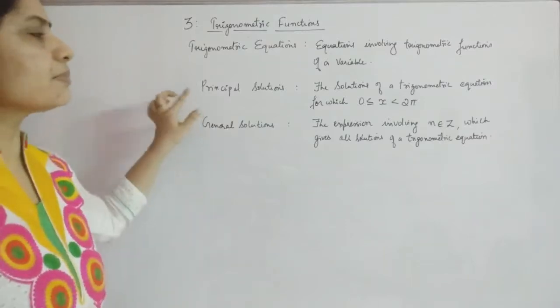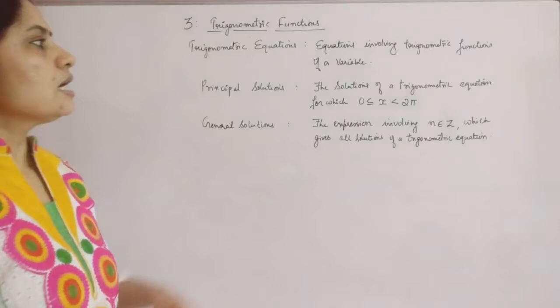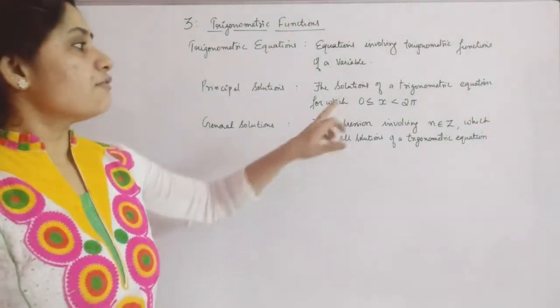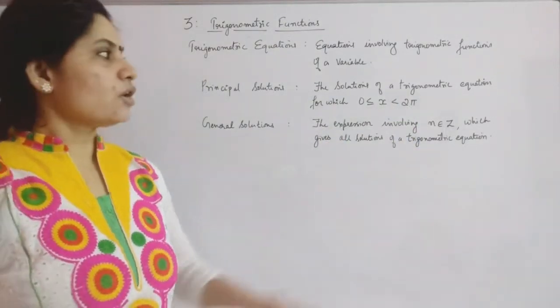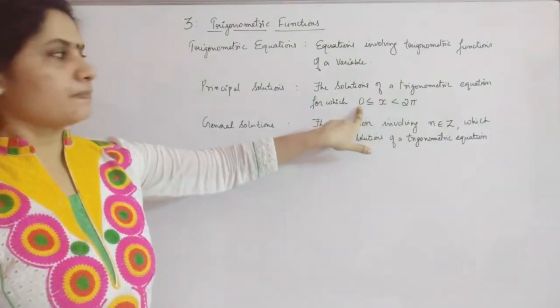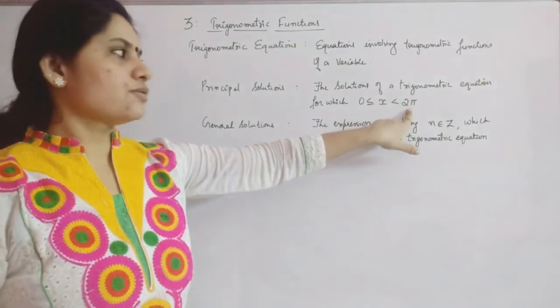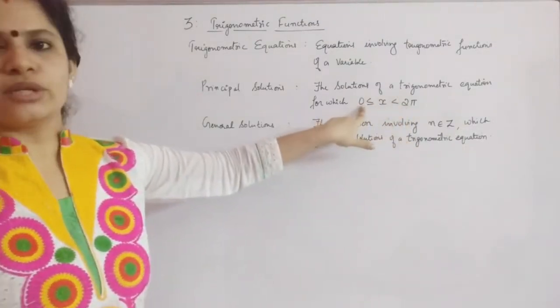Now what do you mean by principal solution of a given trigonometric equation? The solutions of a trigonometric equation for which the values of x lie between 0 and 2 pi, but not including 2 pi, because at 0 whatever the value of the function is, the same will be the value for 2 pi also. So we are not including 2 pi. So in between 0 and 2 pi with 0 included.